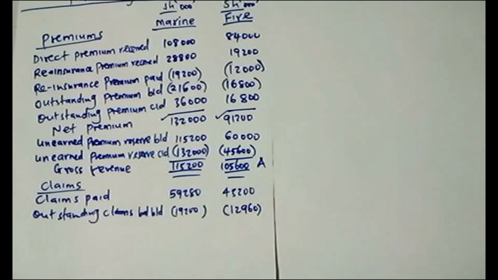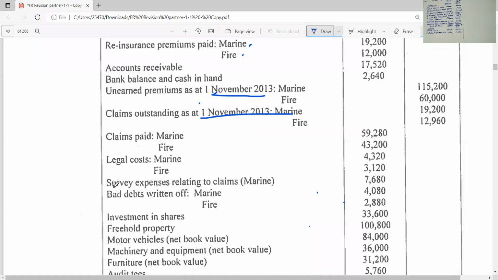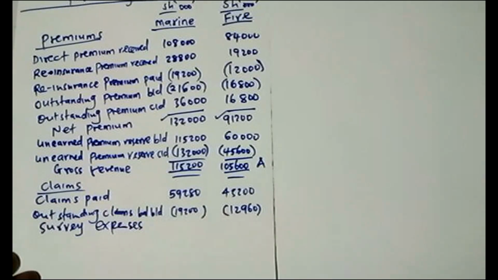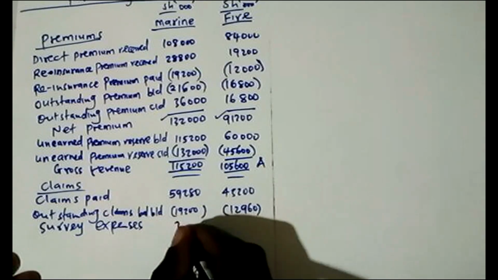Then after that, we have to check anything affecting claims before we add the claims which have not been paid by the end of the year. I said you can find some expenses specifically relating to claims. In some questions you will find such expenses, so never record expenses if they are not related to claims. For this question, there were survey expenses relating to claims, and they said marine. So we have to record the survey expenses, and that one will be recorded under marine. That is 76,80.